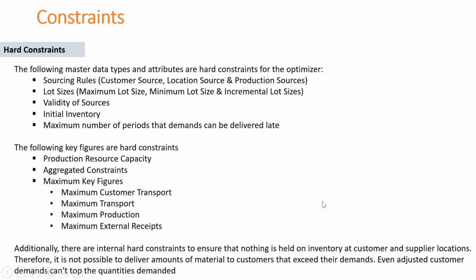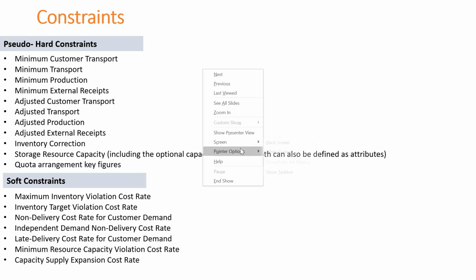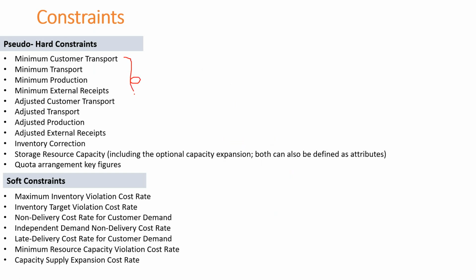So come back to the slides. We have these other hard constraints, the minimum customer and all these minimum key figures. This is where you set a minimum for the optimizer that it follows, and then it would meet the results. And remember, when I'm saying minimum key figures, they all are at a detail level, that means at a base planning level, not at an aggregated level.